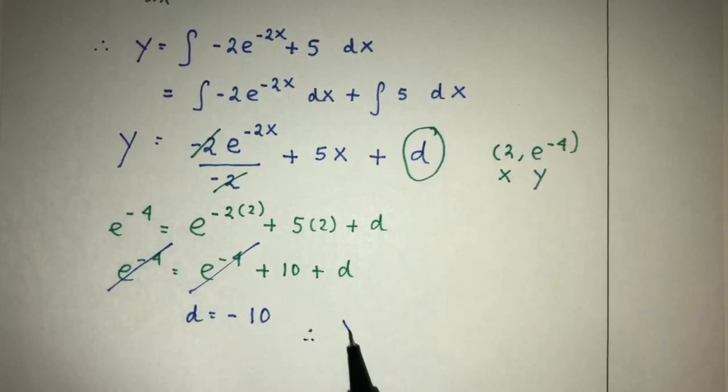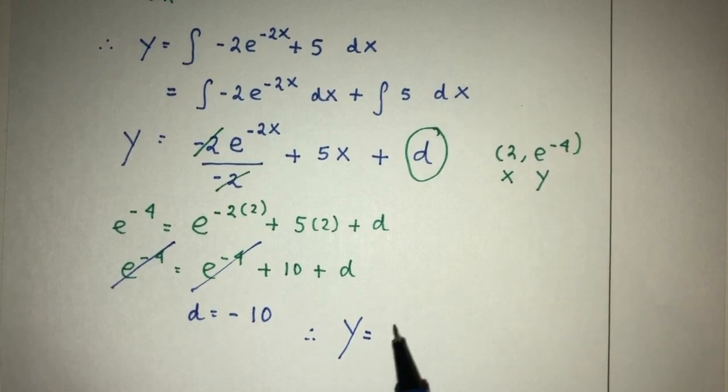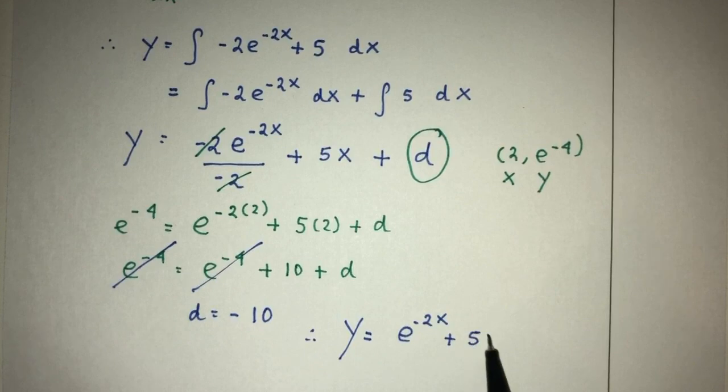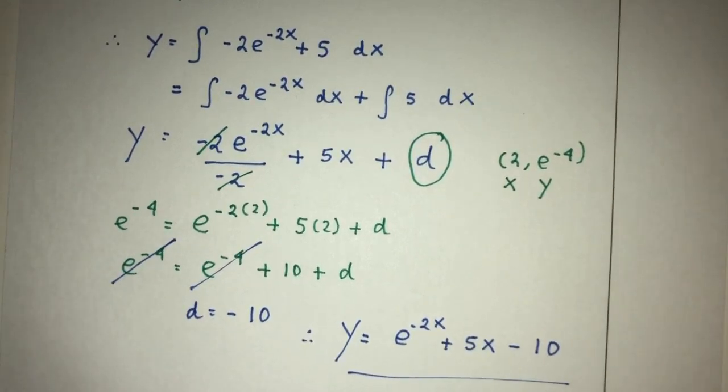So finally, y, which is the equation of your curve, is exponential -2x plus 5x minus 10. Okay, this is your answer for question number 8.